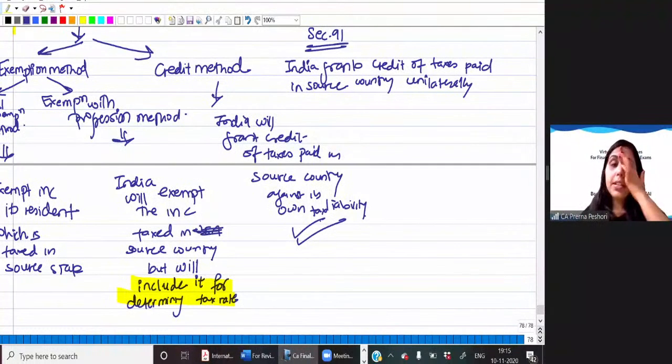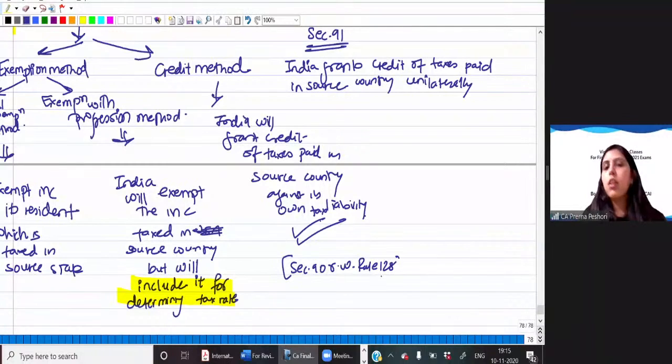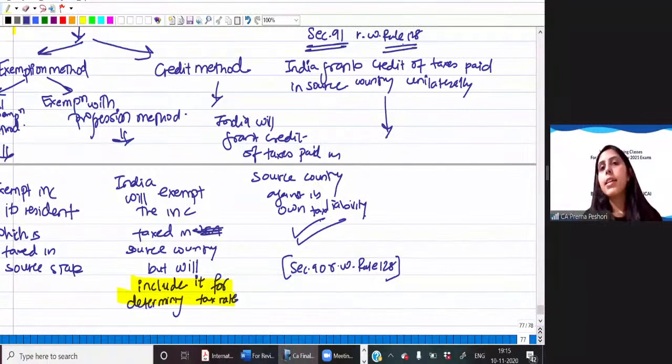Now, how is the credit to be computed? We'll see. That is provided under Section 90, read with Rule 128, for bilateral relief. For unilateral relief, it is under Section 91, read with Rule 128. Clear?